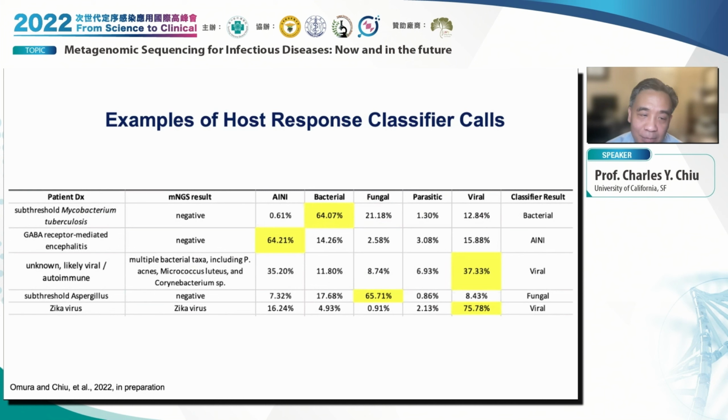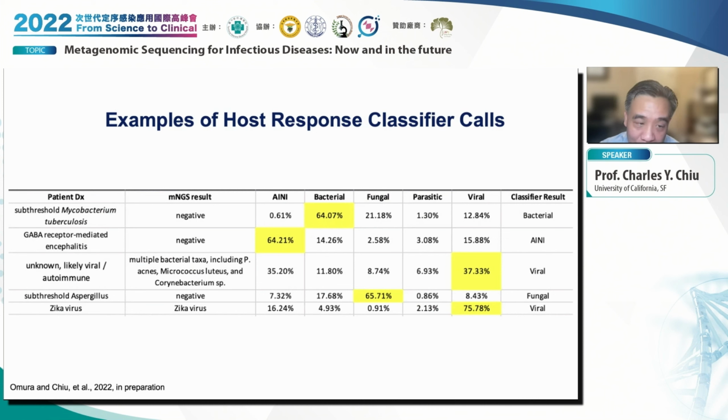We had another case where we had a sample from a patient who likely had a viral or autoimmune disease, but the mNGS results showed that there were actually multiple bacterial species present in the sample. But if you look at the identity of those species, it was thought that they were most likely due to contamination. And indeed, although we never really got a diagnosis for this patient, it was concluded that the patient probably had a viral infection. The host response did suggest that it's more likely viral.